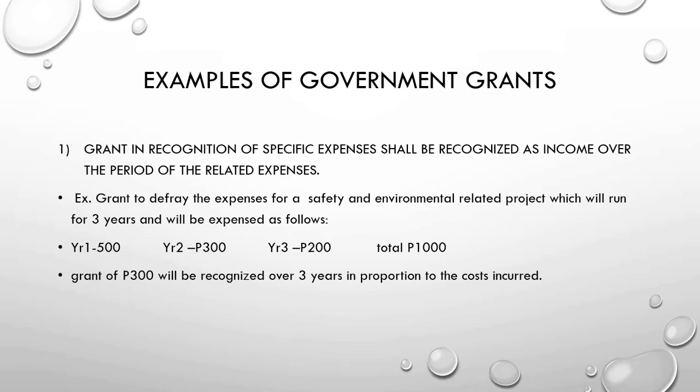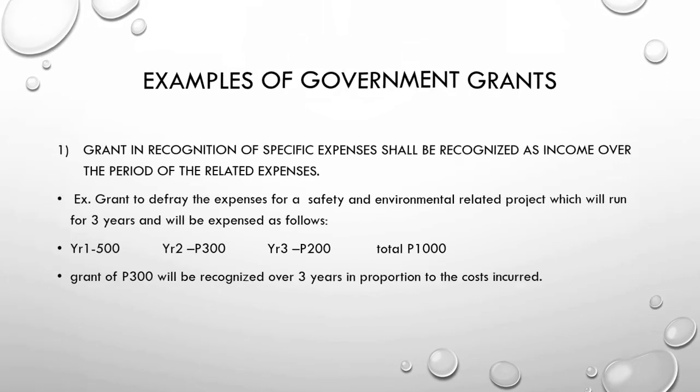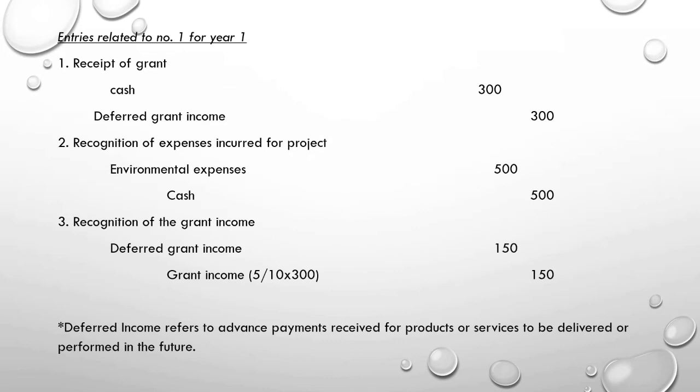So, for example, the government is advocating safety and environmental concern. They will provide the entity a grant of 300, which will be recognized over 3 years in proportion to the cost incurred. For the entries related to number 1 for the first year, the first entry would be to recognize the receipt of the grant. We debit cash for 300 pesos and credit deferred grant income for 300 pesos.